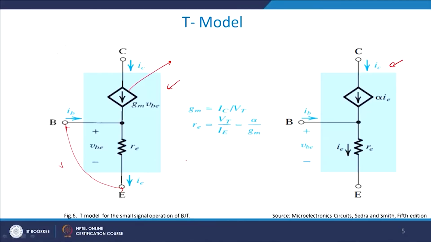So I get from here that Re is alpha by Gm. You can prove it yourself to get the value of Re. Alpha is basically the common emitter current gain, right? So Re is approximately equal to alpha by Gm, and you can get the value of alpha and Gm.